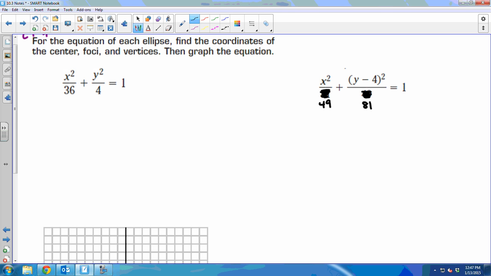Okay, so making this vertical. So A squared is 81 and B squared is 49. We still have the same center. I erased it, I didn't mean to. The center is still 0, 4. That does not change.